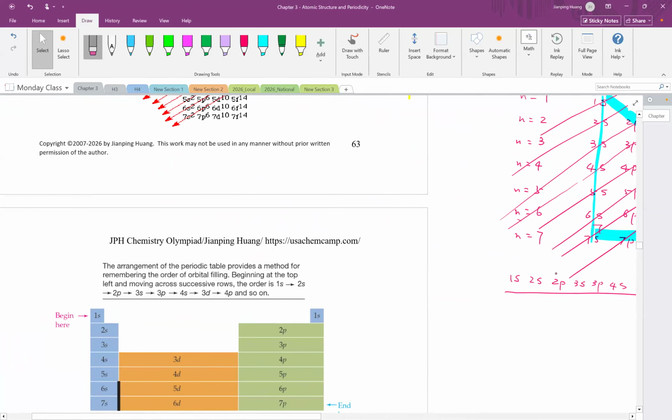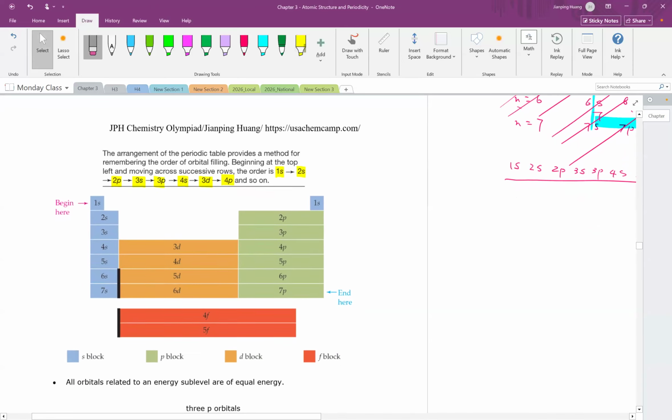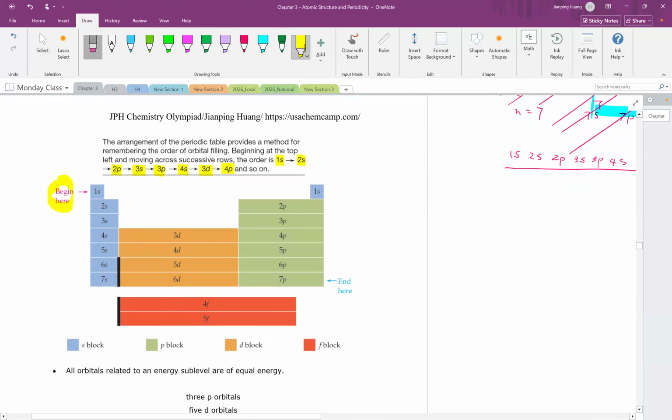So why is it important? The reason it is important is that that's the way we are going to put the electrons. See, beginning 1s, 2s, 2p, 3s, 3p, 4s, 3d, 4p, then move on. Or when you look at the periodic table, look at this table. See, you begin here. We will discuss more detail next class. You do not need to memorize, but everyone can use your table.